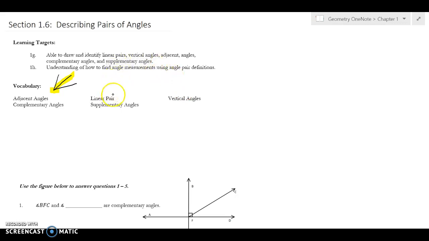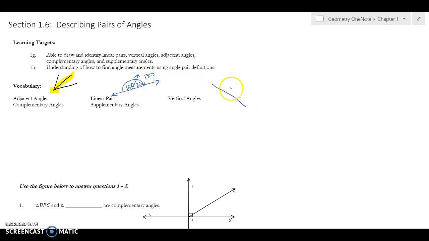A linear pair is adjacent angles that form a line. And you have to remember that the measures of a line add up to 180. So if I put a little 30 here, then together those make 180. So the one on the left is 150.